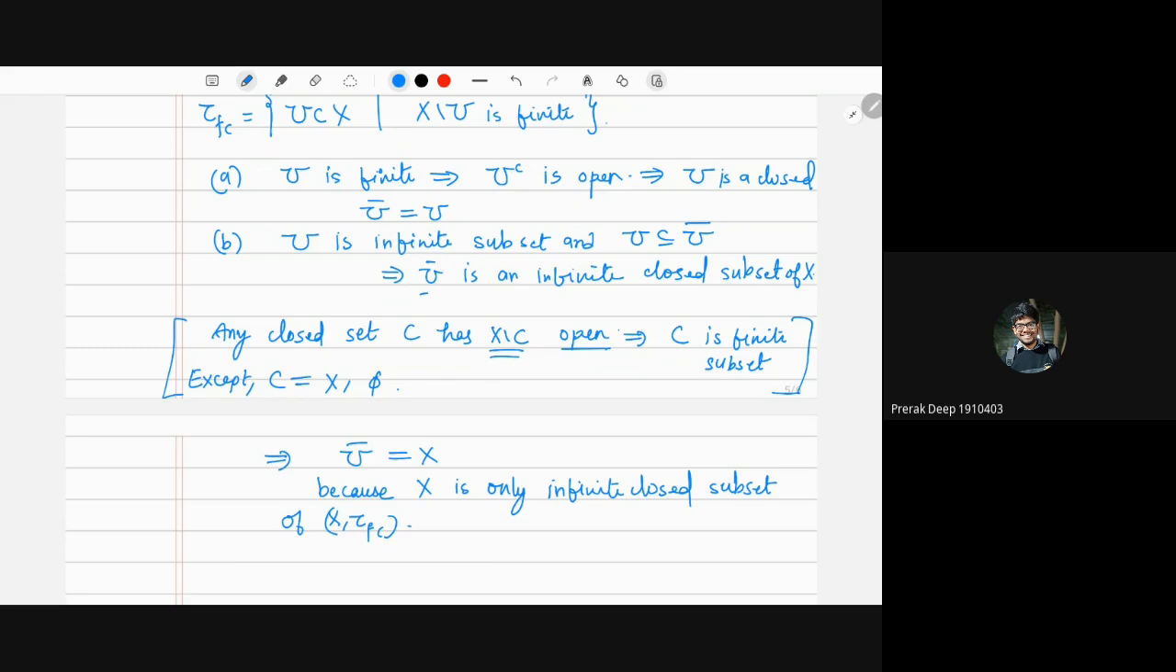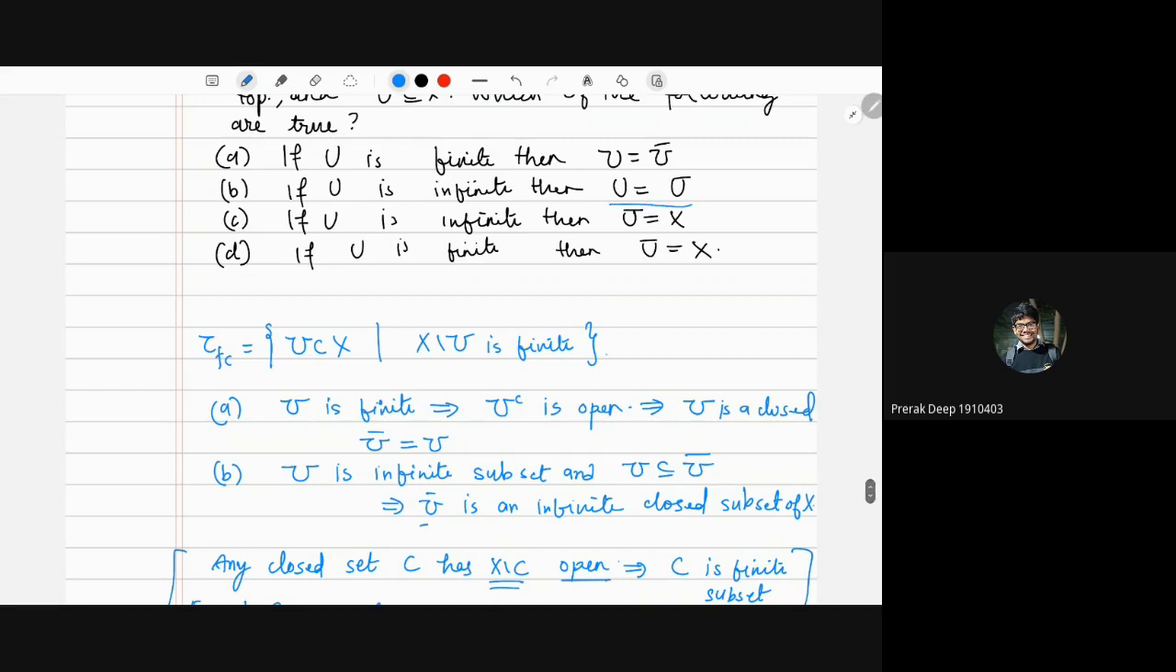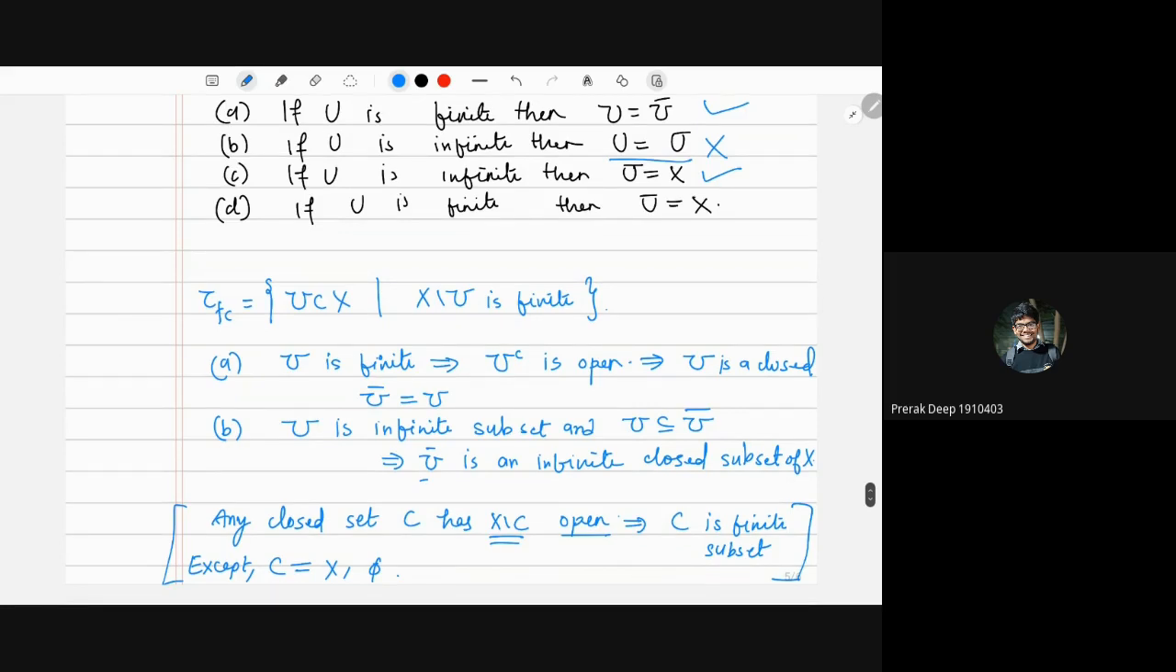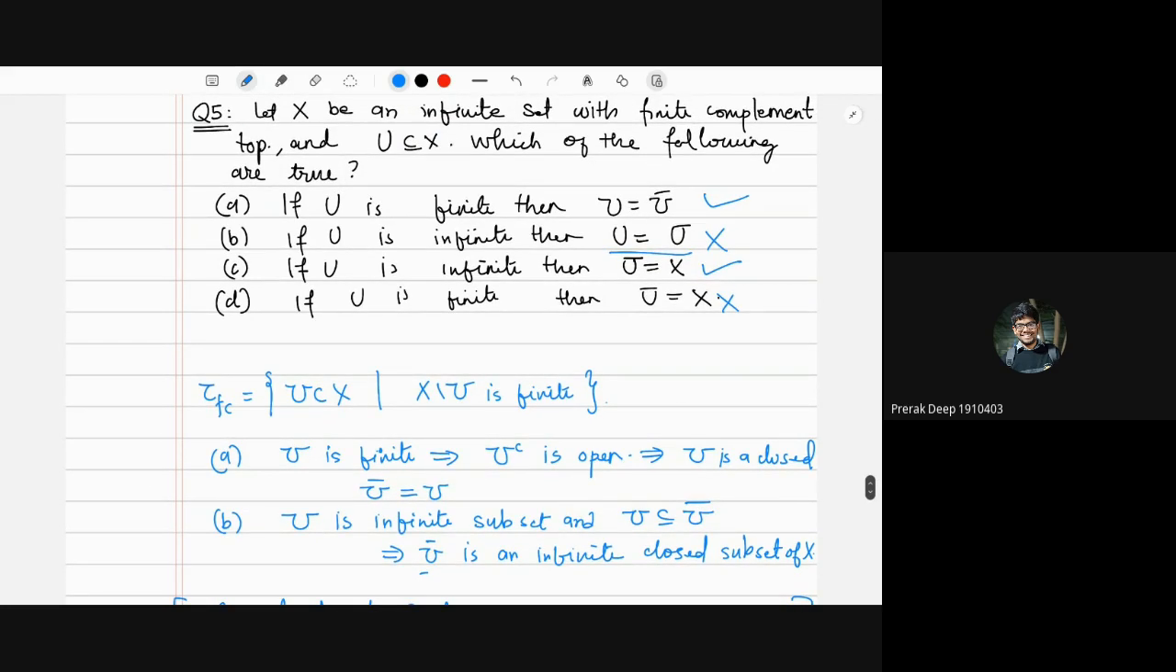So U closure is equal to U. This is wrong, but option C is correct. So this explains options B and C altogether. And D is also wrong because of the explanation that I just gave for A. So options A and C are correct, and B and D are wrong. Okay, is this question clear to all of you? Was the explanation for B clear?